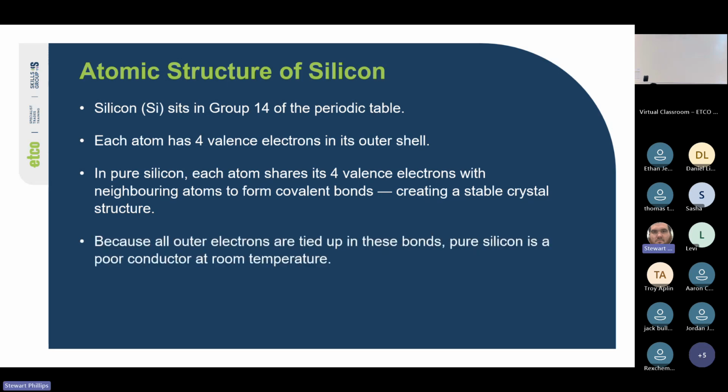Because all the outer electrons are tied up in these bonds, pure silicon is a poor conductor at room temperature. Think of each silicon atom as having 4 hands, and it holds hands with 4 neighbors. So everyone's hands are full. No one's got a free hand to give anyone. So no one's free to pass on the electrical baton. That's why pure silicon doesn't conduct much electricity.